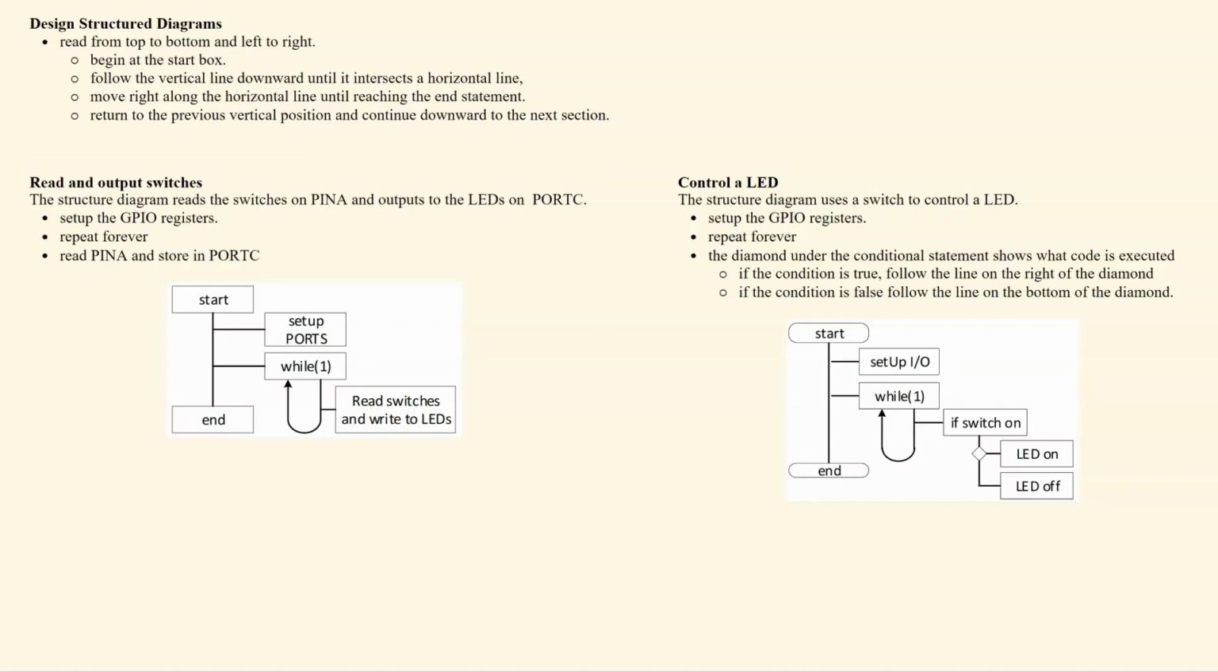The second example, we use a switch to control a LED. Once again, we go from start, follow the process, set it up, follow the process, while one. We stay in this loop, and we have an if statement. If the switch is on, if that's true, then we turn the LED on, else we turn the LED off.